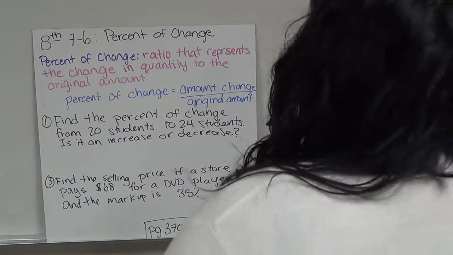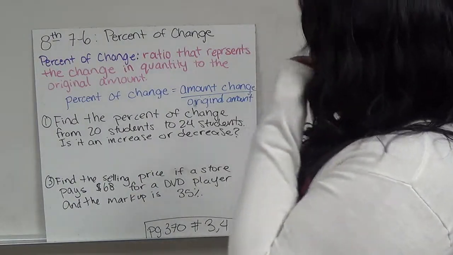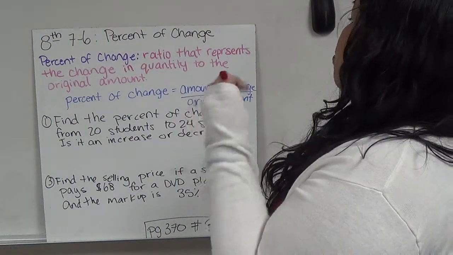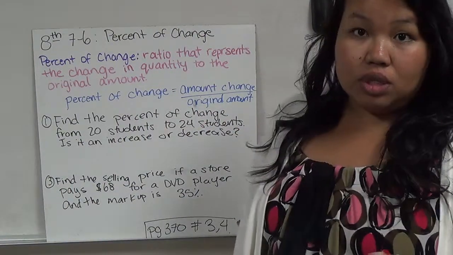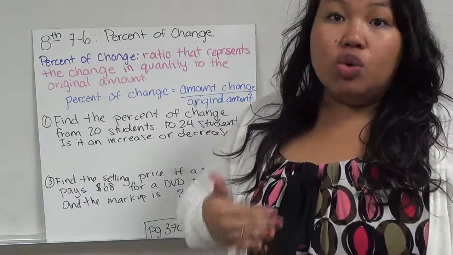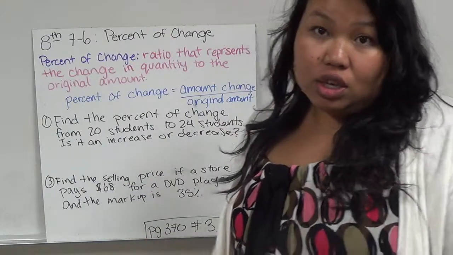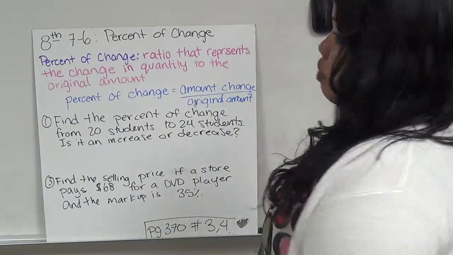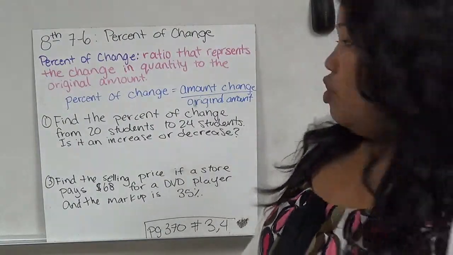8th grade, section 7.6, we're dealing with percent of change. So basically, the percent of change is the ratio that represents the change in a quantity to the original amount. So when something increases or decreases, you know how much more percentage. If you get a raise, you know how much of a percent raise you're getting. If you lost money, how much of a percentage of profit you've lost.